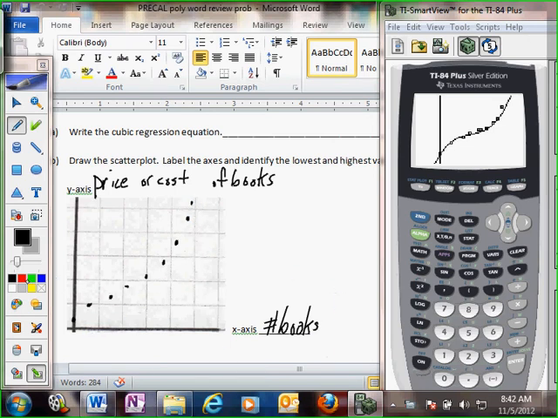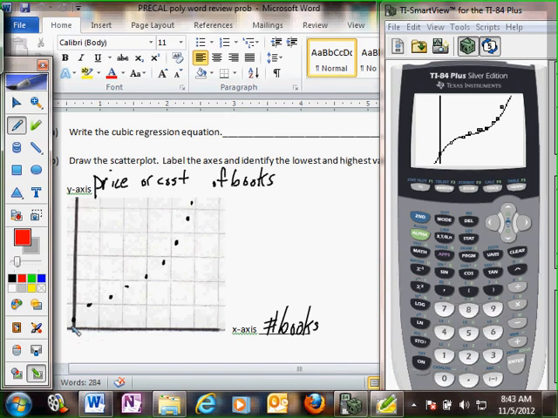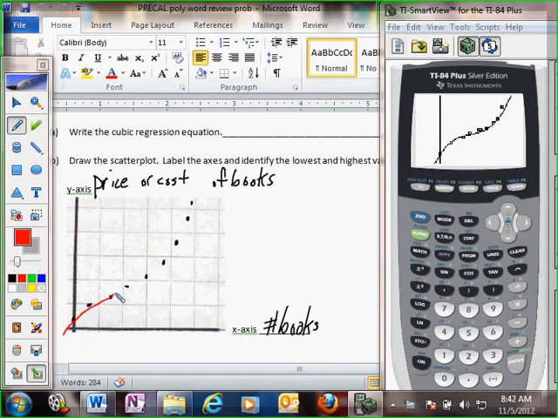And then if I wanted to take a different color and draw the actual cubic regression, it would look something like that. Just a basic sketch there. My sketch isn't perfect. Yours doesn't have to be perfect, but I have to be able to tell that it resembles what the actual graph is. Okay. Now when I scroll down here, everything that I just wrote down is going to disappear.